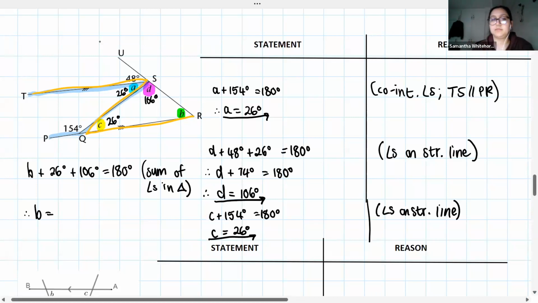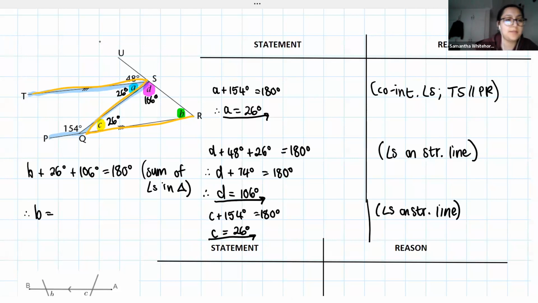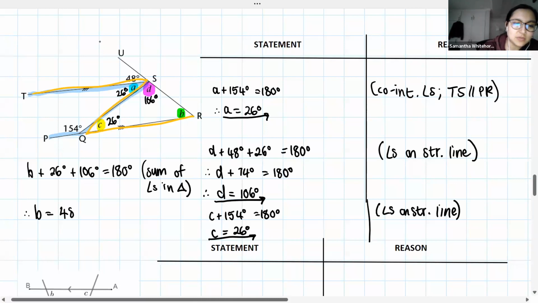B is equal to 48, because, ma'am, you add the like terms. Good. Okay, exactly, guys. So we've got some like terms here that we can add together, and then we solve that equation. Exactly as Nkululeko said, B is equal to 48 degrees. Excellent, Nkululeko. Well done.